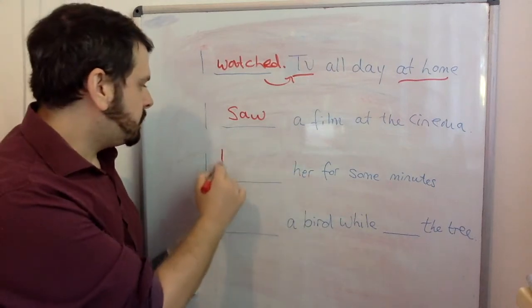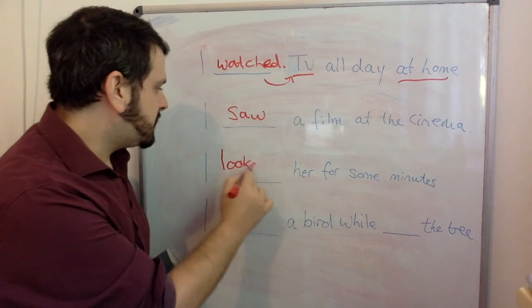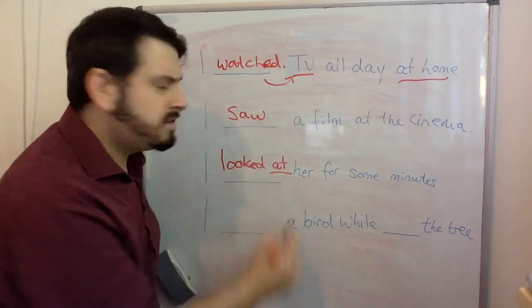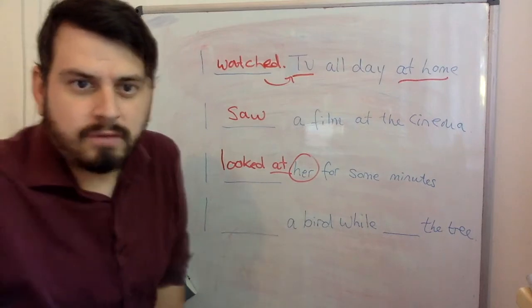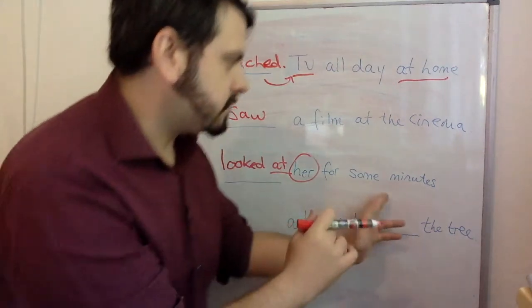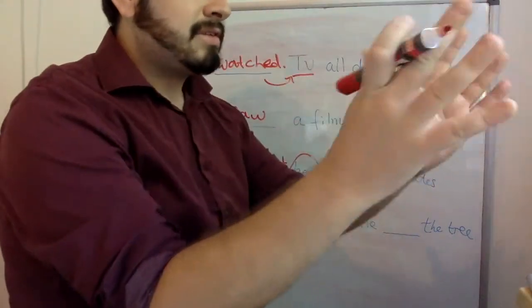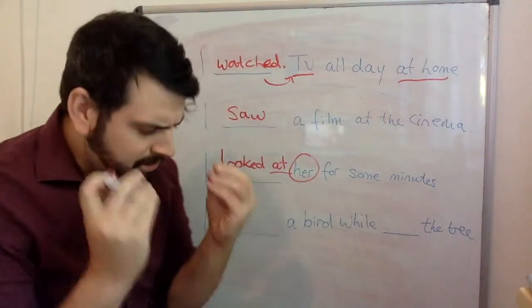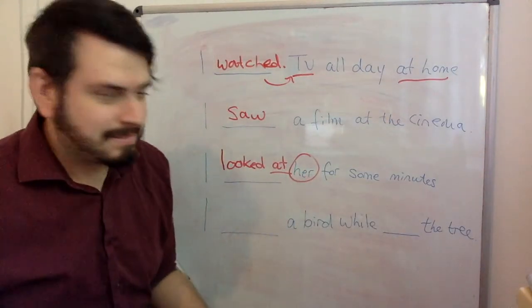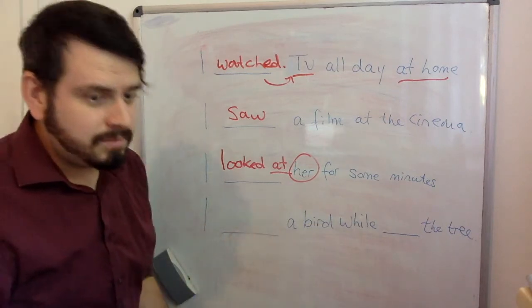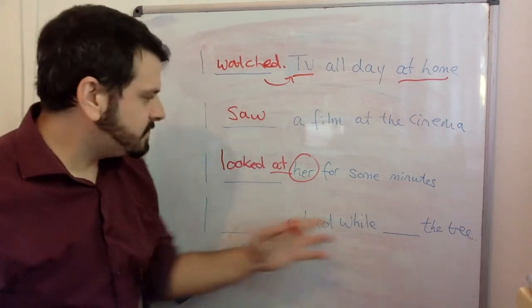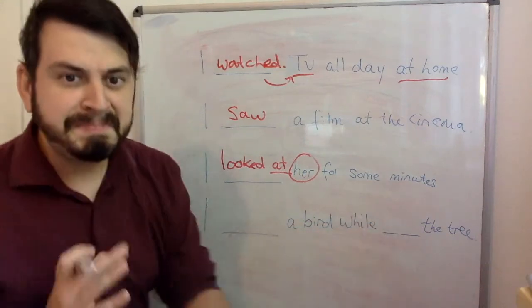This one is looked at, because we need to use at because this is her, it's the object, right, of look. So we should say, I looked at her for some minutes. I just looked at her. Maybe because she was so pretty and so beautiful. The last one, what do you think about this one? What do you think? Which verbs go where?